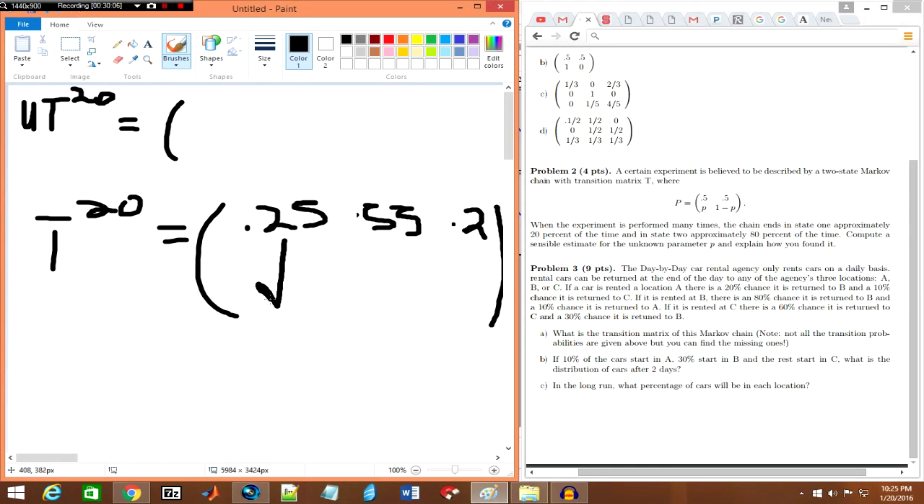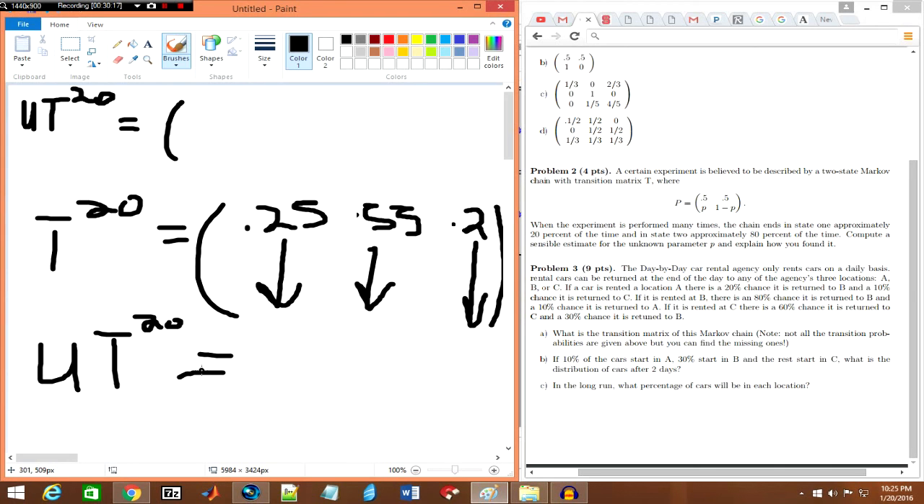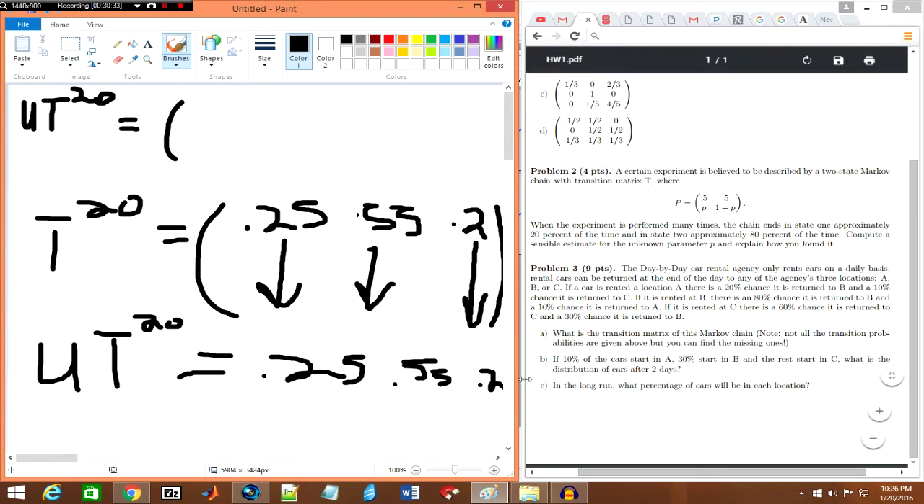And these repeat going down. And then U times T to the 20th power is equal to 0.25, 0.55, 0.2. Therefore, in the long run, 25% of the cars will be at A, 55% of them will be at B, and 20% of them will be at C.